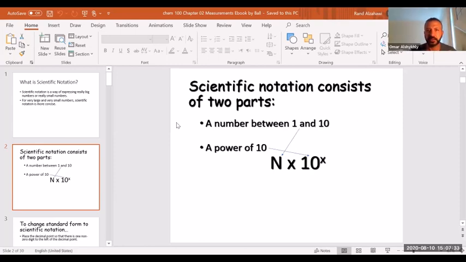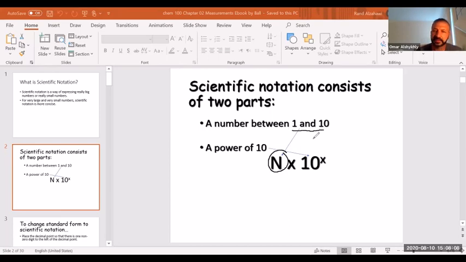The first part is a number, which is usually in the range between 1 and 10. Larger than 1 and less than 10. So be careful, guys. Okay? So don't use any number less than 1 or larger than 10. And the second part will be a power of 10. So this is the first part, with the symbol N. It is in this range, between 1 and 10.